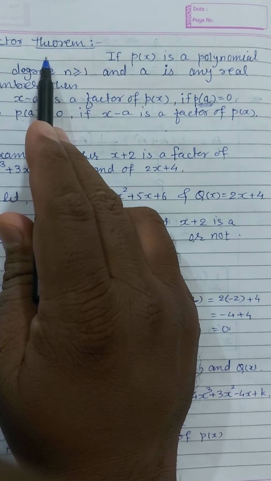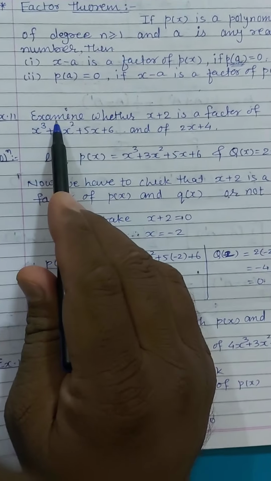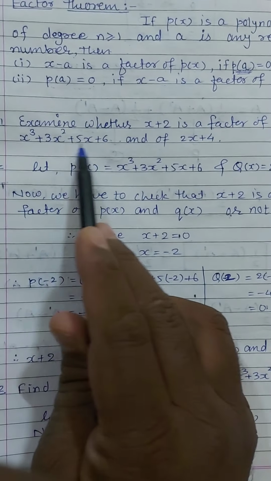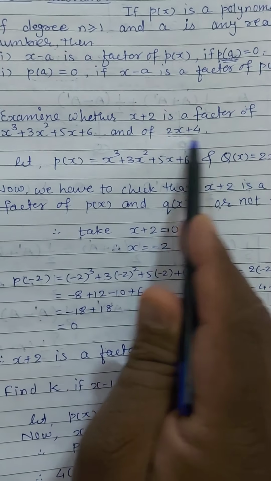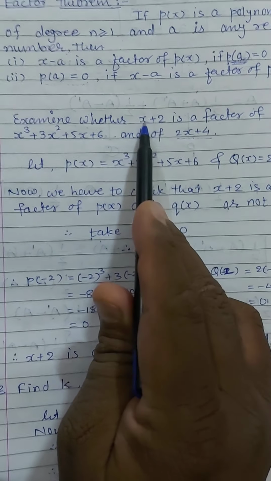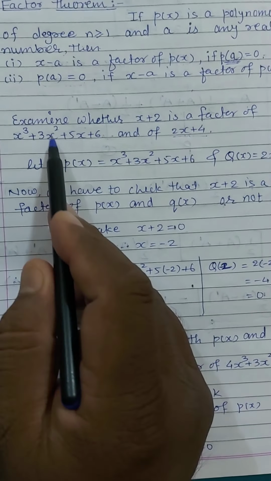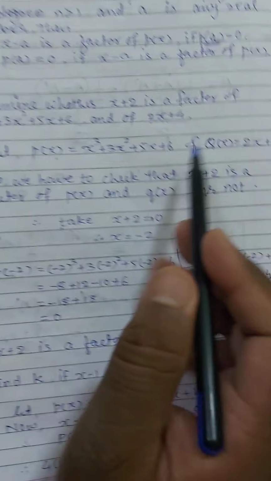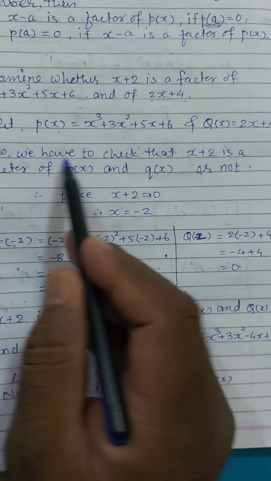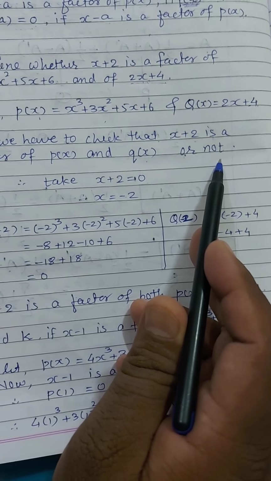Now how can we apply this, or how can we check this theorem? So one example is taken here. Examine whether x plus 2 is a factor of this polynomial and of this polynomial. That is, two polynomials are given and you have to check for both whether x plus 2 is a factor of the given polynomials. Let p(x) be this polynomial and q(x) be this polynomial. We have to check whether x plus 2 is a factor of p(x) and q(x) or not.